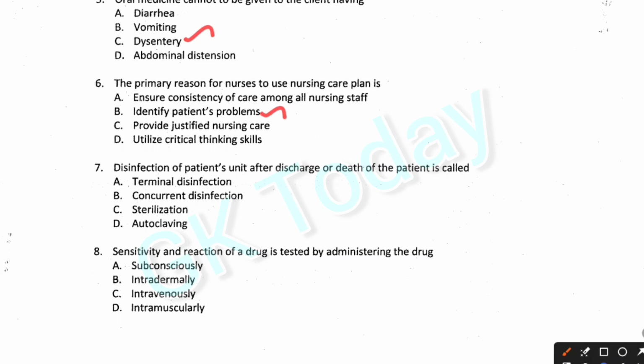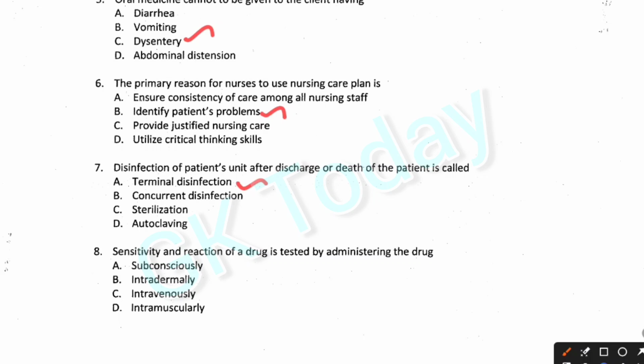Question number 7, disinfection of patient's unit after discharge or death of the patient is called? Terminal disinfection. Disinfection of patient's unit after discharge or death of the patient is called terminal disinfection.